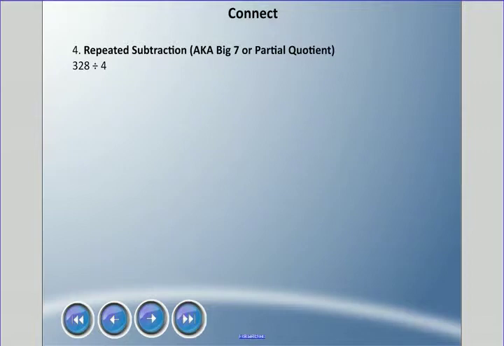The next method I'm going to show you is called repeated subtraction, sometimes also known as the big 7, or the partial quotient method. I will refer to it as repeated subtraction because we're going to subtract a lot. This is my number 1 recommended method. Mr. Hardy likes it. But the pro is you can choose any numbers to multiply and it can work.